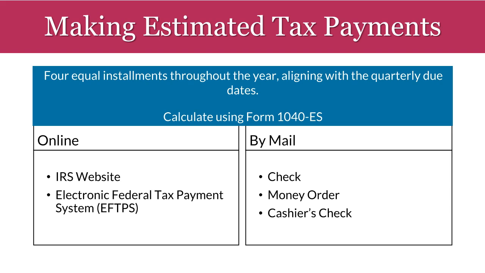Once enrolled, you can securely make payments or schedule them in advance. You can also pay by mail using check, money order, or cashier's check. When you pay by mail, you must include the Form 1040-V or payment voucher, which includes detailed instructions for how to prepare your payment. It is important to note that the IRS does not accept cash payments by mail.